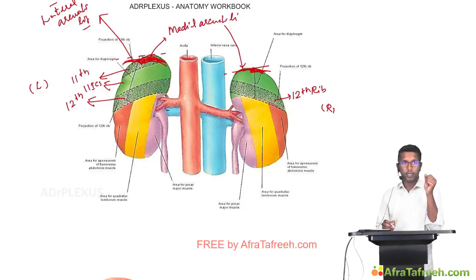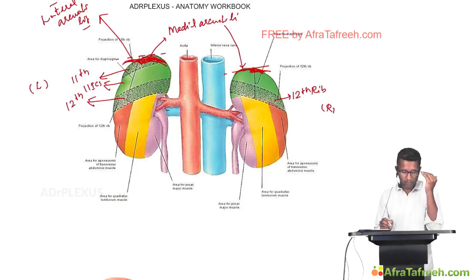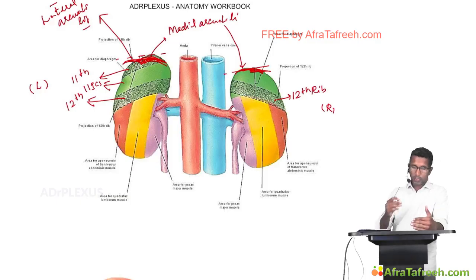What are these ligaments? These ligaments are related to the diaphragm. It is from these ligaments that the diaphragm also takes its origin. These are the medial and the lateral arcuate ligaments. Now below the ribs, the kidney is related to three groups of muscles.